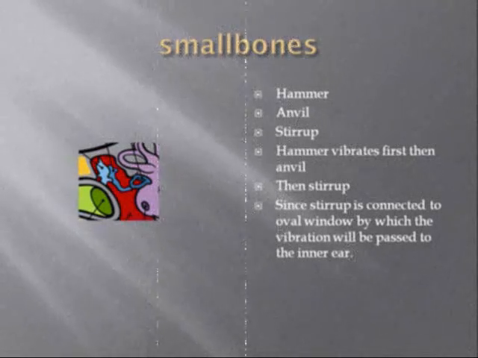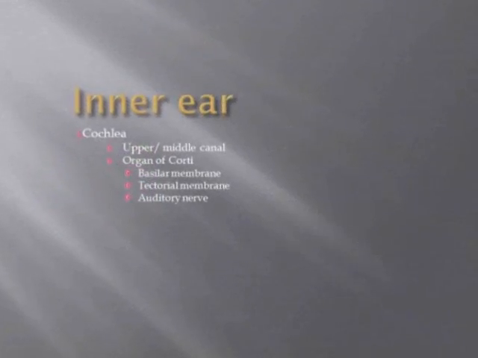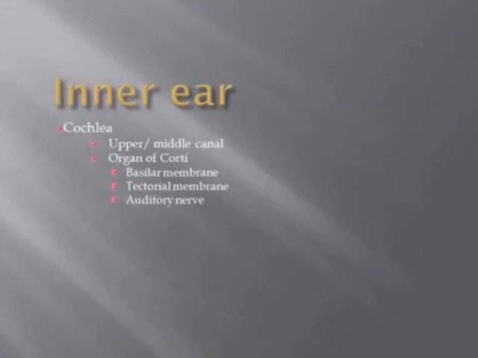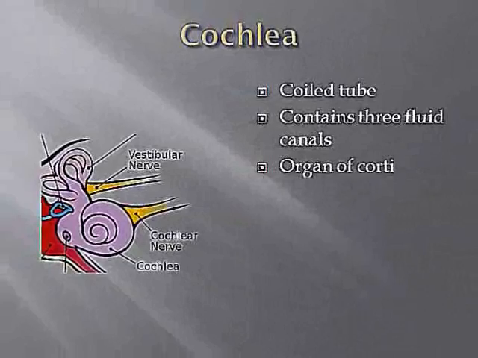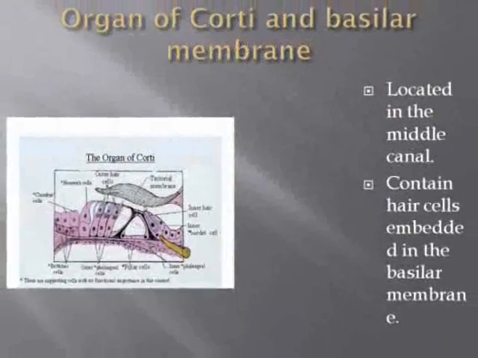and which is attached to the oval window. The inner ear consists of the cochlea, a fluid-filled coiled tube that has the organ of Corti, basilar membrane, tectorial membrane, and the hair cells.